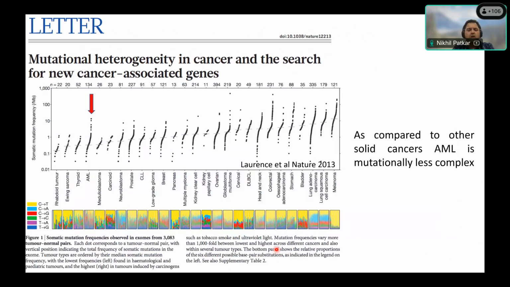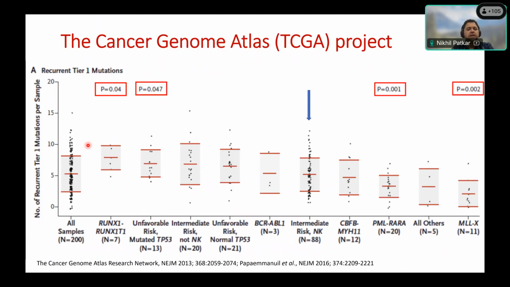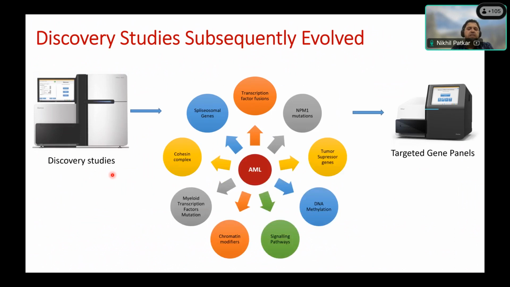But as compared to solid cancers, the AML on the whole has a lesser number of mutations, approximately 5 to 12 mutations in the entire genome. However, these mutations again were heterogeneous, and depending on the type of cytogenetic abnormality, these mutations were there. So in intermediate risk AML, there were maximum number of mutations, whereas in patients with core binding factor leukemia, the number of mutations was much lower. So subsequently, there were discovery studies which said that there were recurrent gene mutational pathways which were mutated in AML, which then gave rise to the concept that we can sequence only certain limited sets of genes, which led to the development of targeted gene panels.